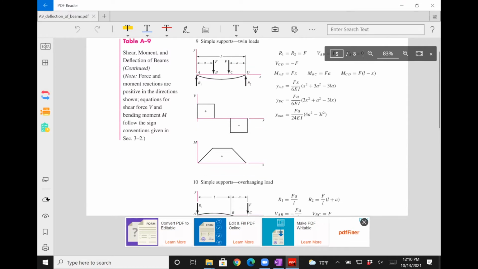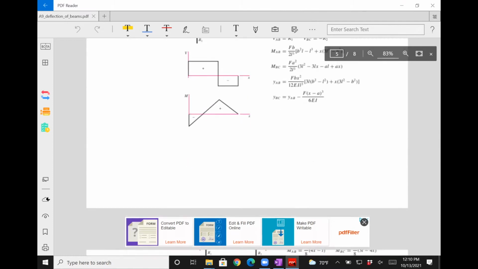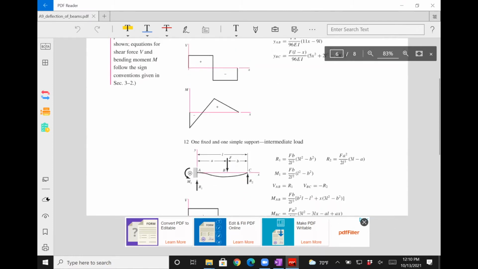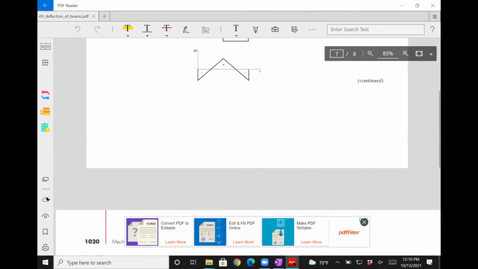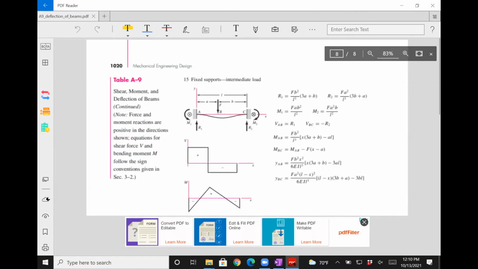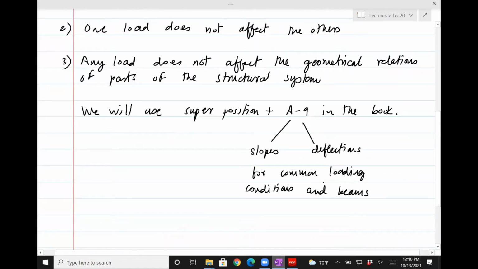Okay, so what I would do is before I solve anything and try to derive equations, I would just look at this table to see if the problem meets one of those cases, and I can just pluck it from here and solve the problem. So let's see how to use this table in a few problems.